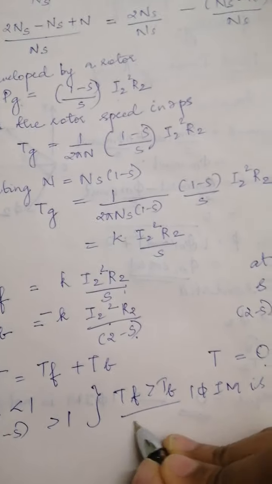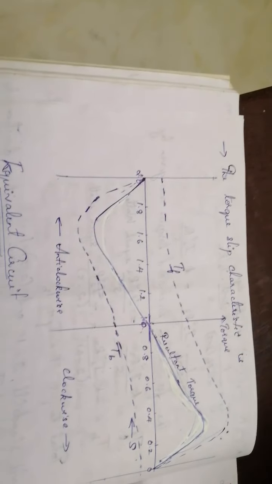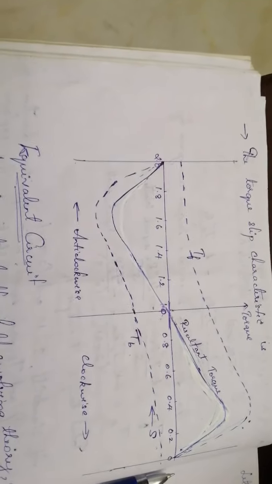The torque slip curve of a single phase induction motor is shown in the figure, where we can see that Tf is the torque produced by the forward flux, Tb is the torque produced by the backward flux, and this is the resultant torque. And we can see that at slip equal to 1, the x-axis being slip, that is at starting, the starting torque is 0. The value of torque at starting is 0. Hence, it's proved that the single phase induction motor is not self-starting. So it is proved using the double field revolving theory.